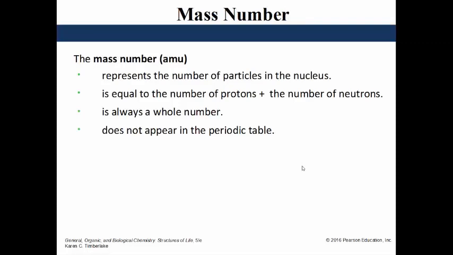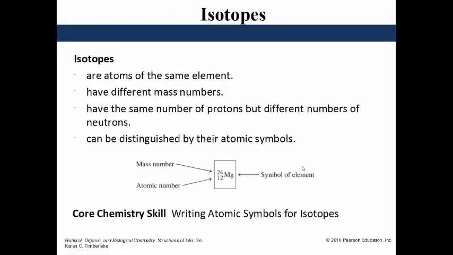All right, the mass number, or the atomic mass units, AMU, represents the number of particles within the nucleus of an element. This is equal to the number of protons plus the number of neutrons. This is always going to be a whole number. You can't have a third of a particle or a tenth of a particle. And this is a number that does not appear on a periodic table. It is used for calculations in other formulas, but it does not appear on the periodic table along with the chemical symbol.